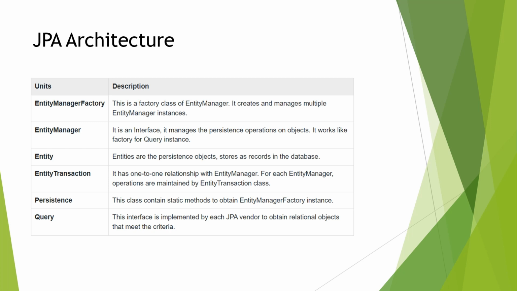Today I am going to talk about the Java Persistence API architecture and its units and descriptions. The first one, Entity Manager Factory. This is a factory class of Entity Manager. It creates and manages multiple Entity Manager instances.